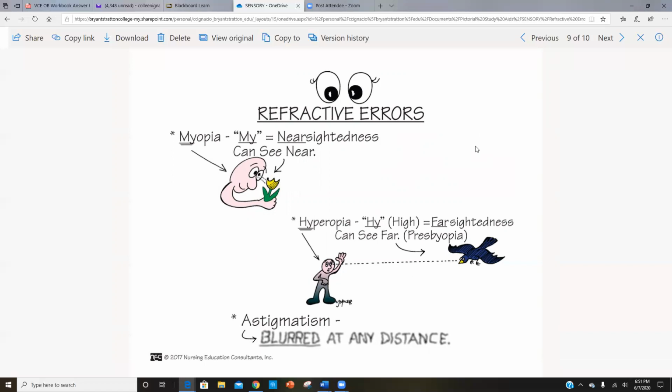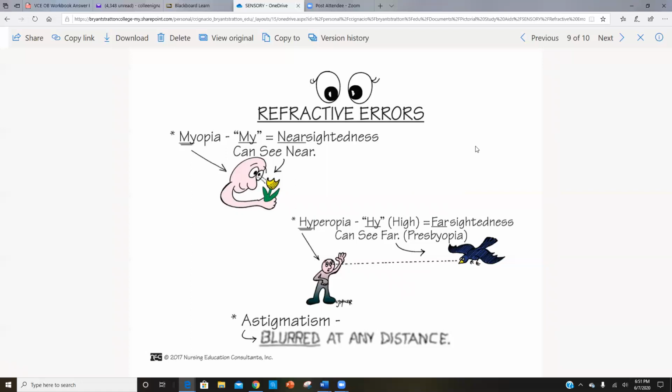And so when you think myopia, you think nearsighted. Think they can see near. Hyperopia, think farsightedness. Okay, farsightedness, it's high and far. So maybe that will also help you. And also presbyopia is also included here as well.